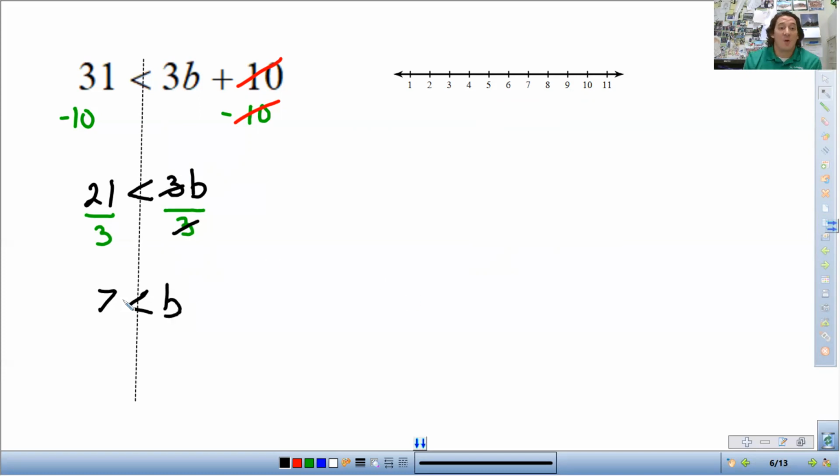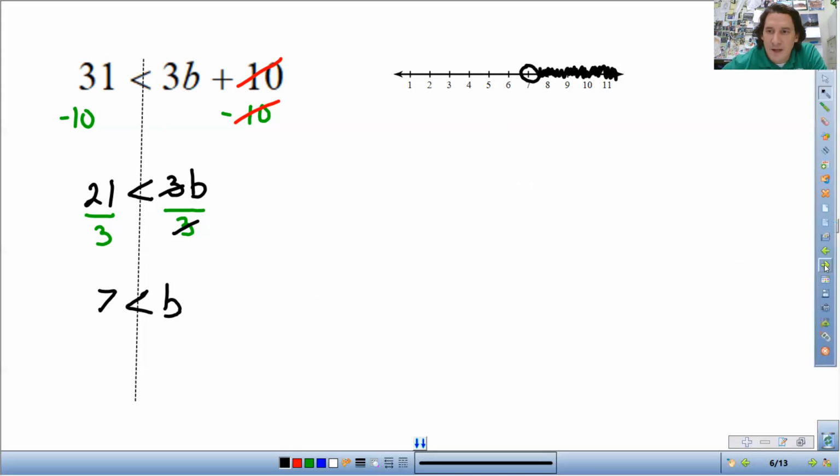So I'm going to go to the endpoint 7. There's no line underneath, so it's an open circle. And now I need to think about what this is saying. 7 is less than b. That's kind of hard to think about when I'm trying to graph it, so I'm going to read it the other way, with the variable first. So it's b is greater than 7. I need to shade all values bigger than 7. So I'm going to shade everything greater than 7 to the right. Now we're done.